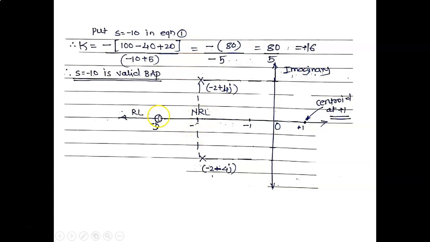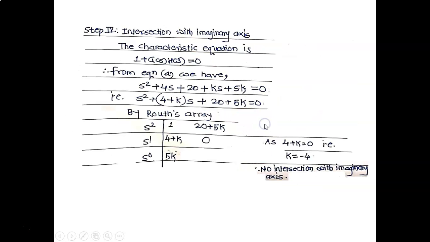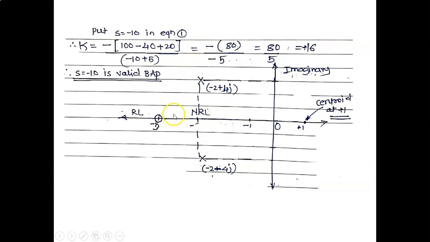Here, towards the right side of minus 5, or towards the right side of this minus 2 plus 4j and minus 2 minus 4j, no poles and zeros are there. Therefore, p plus z is equal to 0. Therefore, between minus 2 and 0, no root locus region is there.